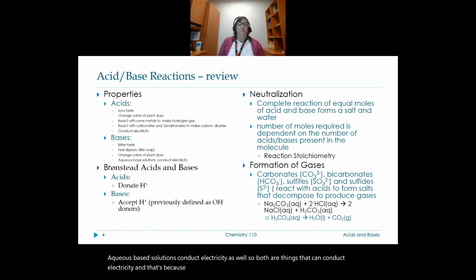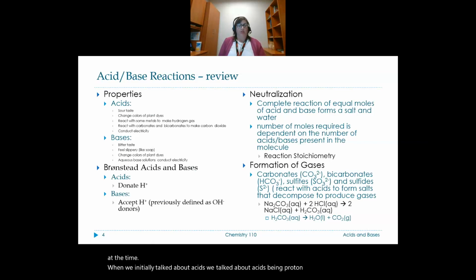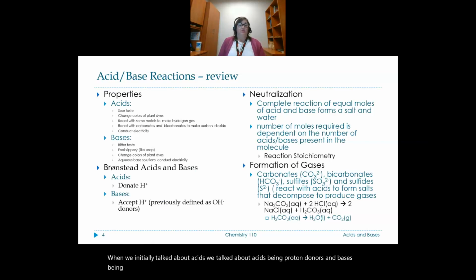We'll talk about that. Now we've talked about the Arrhenius definition, although we didn't necessarily call it that at the time. When we initially talked about acids, we talked about acids being proton donors and bases being OH minus donors. Now that's not really the entire story there.